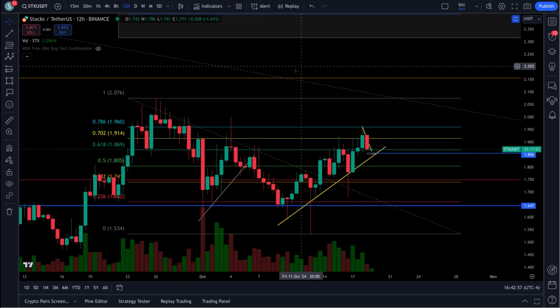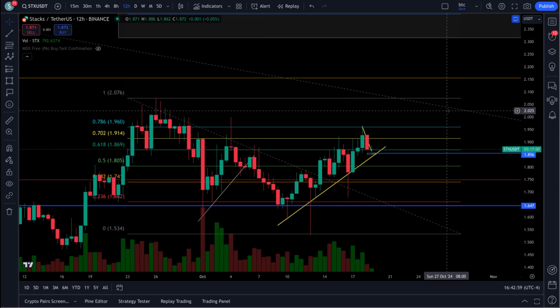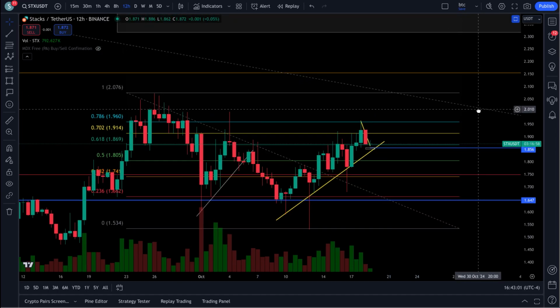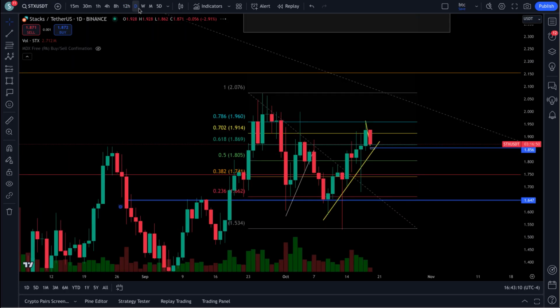So STX looking pretty good. XRP looks like it's going to pull back pretty hard here, down to 46 cents, and it's got a target down towards that way. We'll see what happens with it. But STX looking pretty good as long as we hold these areas.